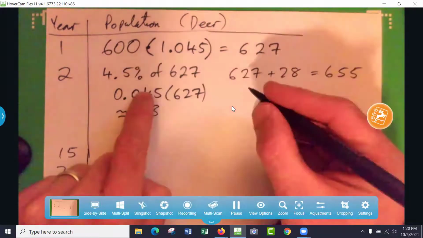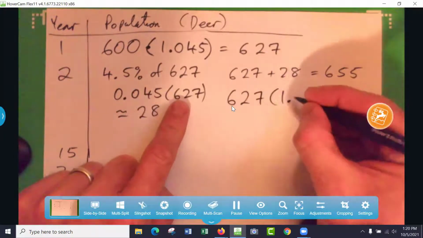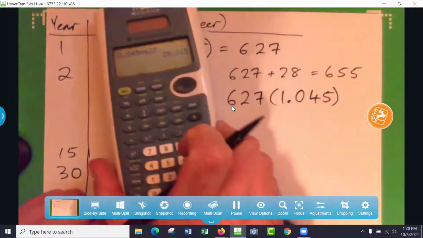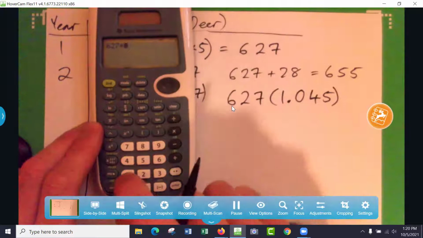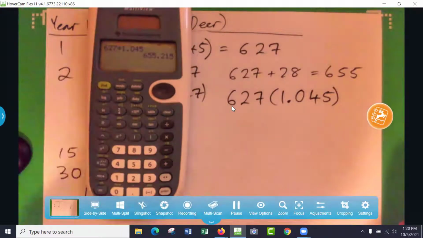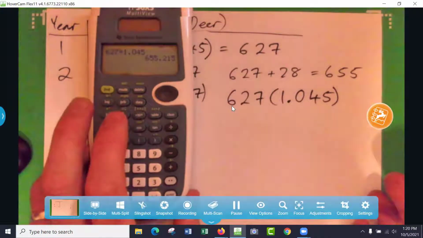So for the second year, do we all agree we could have done this? 627 times 1.045. Plug that in the calculator, see what it gives you. Is that going to work? And tell me why it works if it does. 627 times 1.045. Does that work? Yeah. Why does it work? Can you see why that would give you the population in year 2?